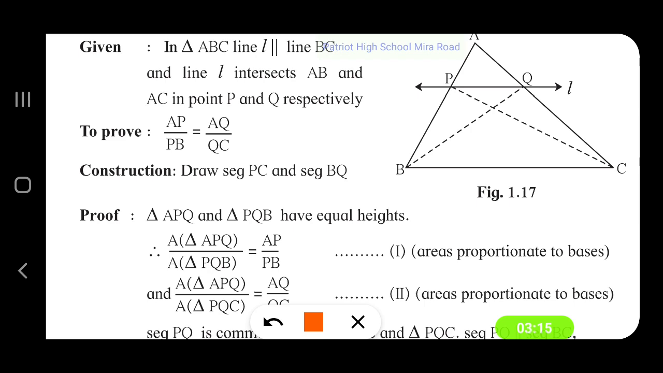So now we get here two equations. Equation 1, where area triangle APQ upon area triangle PQB is equal to AP upon PB, and equation 2, where area triangle APQ upon area triangle PQC is equal to AQ upon QC.